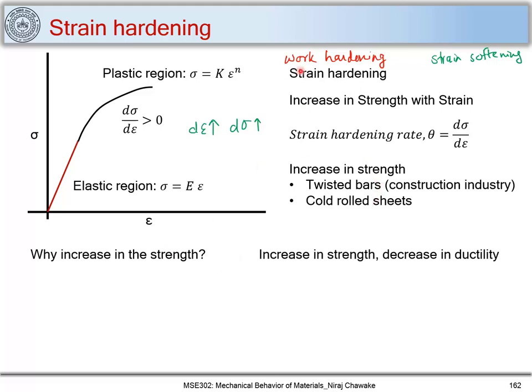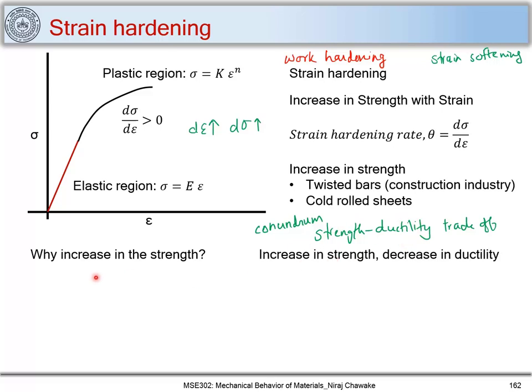Strain hardening not only has some advantages, it has disadvantages, where we increase strength and there is a decrease in ductility. This is called, in mechanical behavior, the strength-ductility trade-off, or a conundrum. You will find this strength-ductility trade-off term being used. That means when I try to increase strength, there will be a decrease in ductility, or when I try to increase the ductility of a material, there will be a decrease in strength. So simultaneously increasing strength and ductility is a challenge.